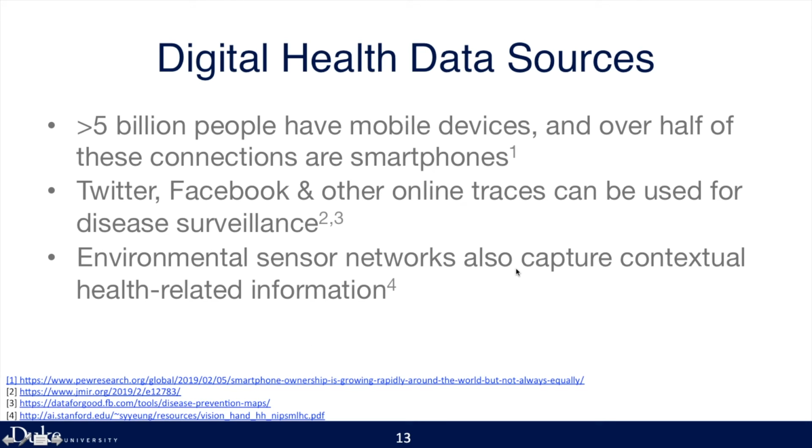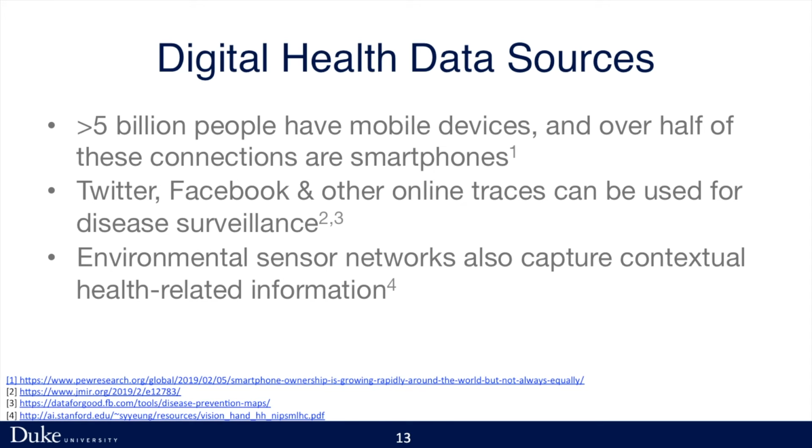And then finally, we also have information from environmental sensor networks that can capture contextual health-related information. So this is most commonly thought about in terms of asthma and air quality, and there are lots of technologies that exist today to help us to better understand how air quality is related to incidence of asthma.